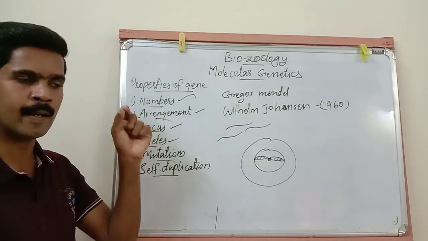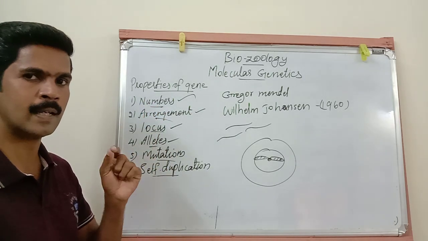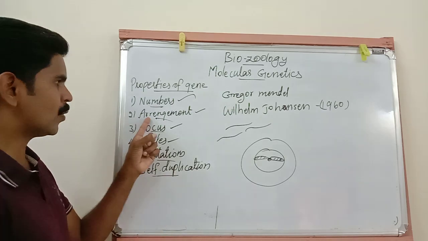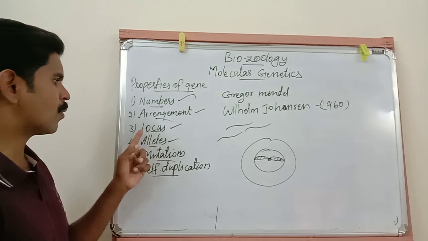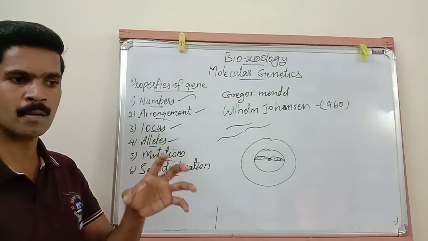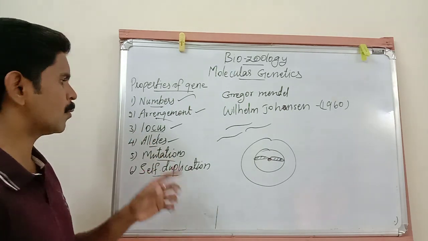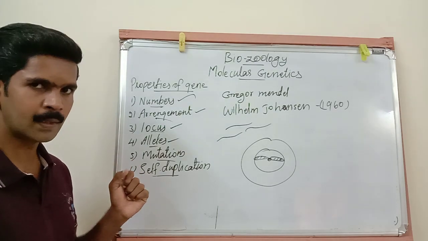Here I told the number of genes is always higher than the number of chromosomes. Second one is genes are arranged in a linear structure. Third one is locus. Every gene occupies a particular position in a chromosome. That position is called locus.